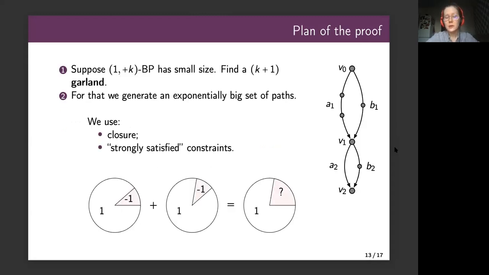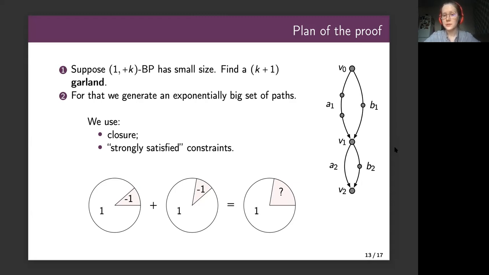Let us now take a look at the plan of the proof. Suppose our 1 plus k BP has small size, smaller than the exponent we are aiming at. Then we would like to find a structure in the graph of the branching program, a structure called a k plus 1 garland. Actually, you may have encountered this earlier in literature by the name of SL chains. We call this a garland. You can see it in the picture to the right. It is really a garland.